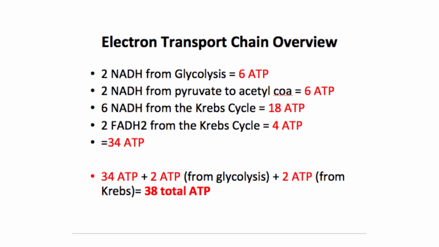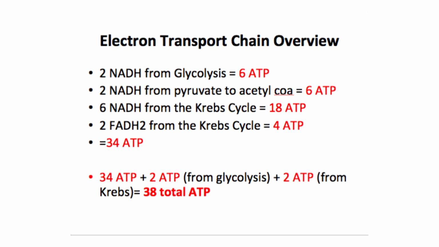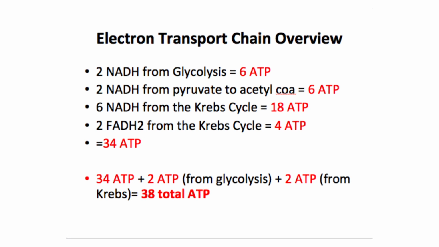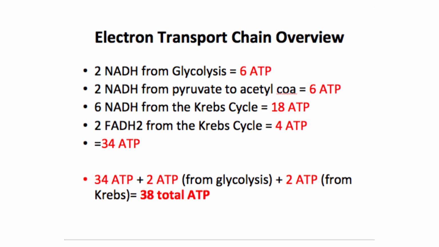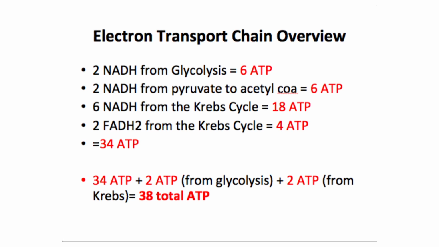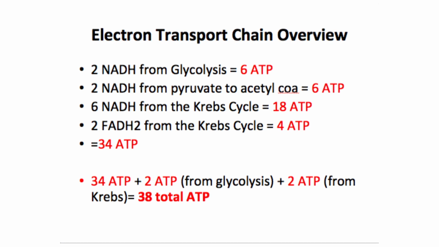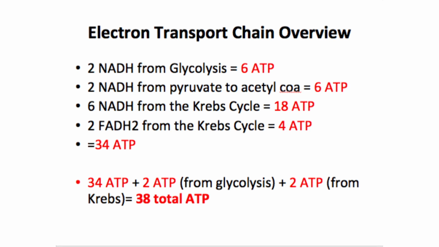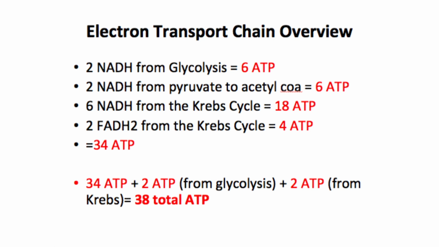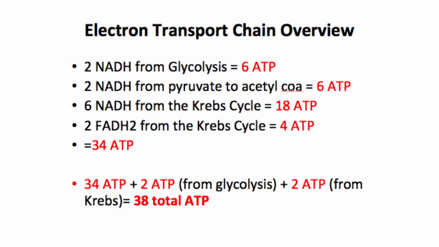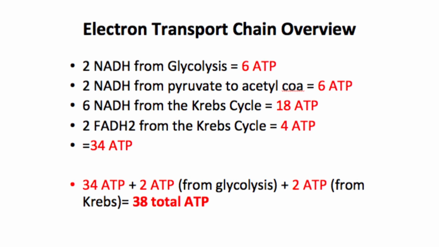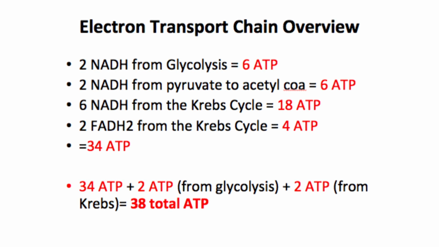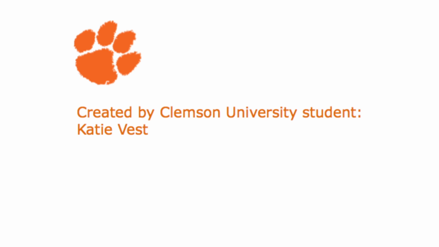Remember that from glycolysis we had 2 molecules of NADH. From the conversion of pyruvate to acetyl-CoA, we had 2 molecules of NADH, and from the Krebs cycle we had 6 molecules of NADH and 2 molecules of FADH2. Together, this will generate a total of 34 molecules of ATP in the electron transport chain. Combined with the 2 ATP produced in glycolysis and 2 GTP produced in the Krebs cycle, cellular respiration will produce a net total of 38 ATP for every molecule of glucose.